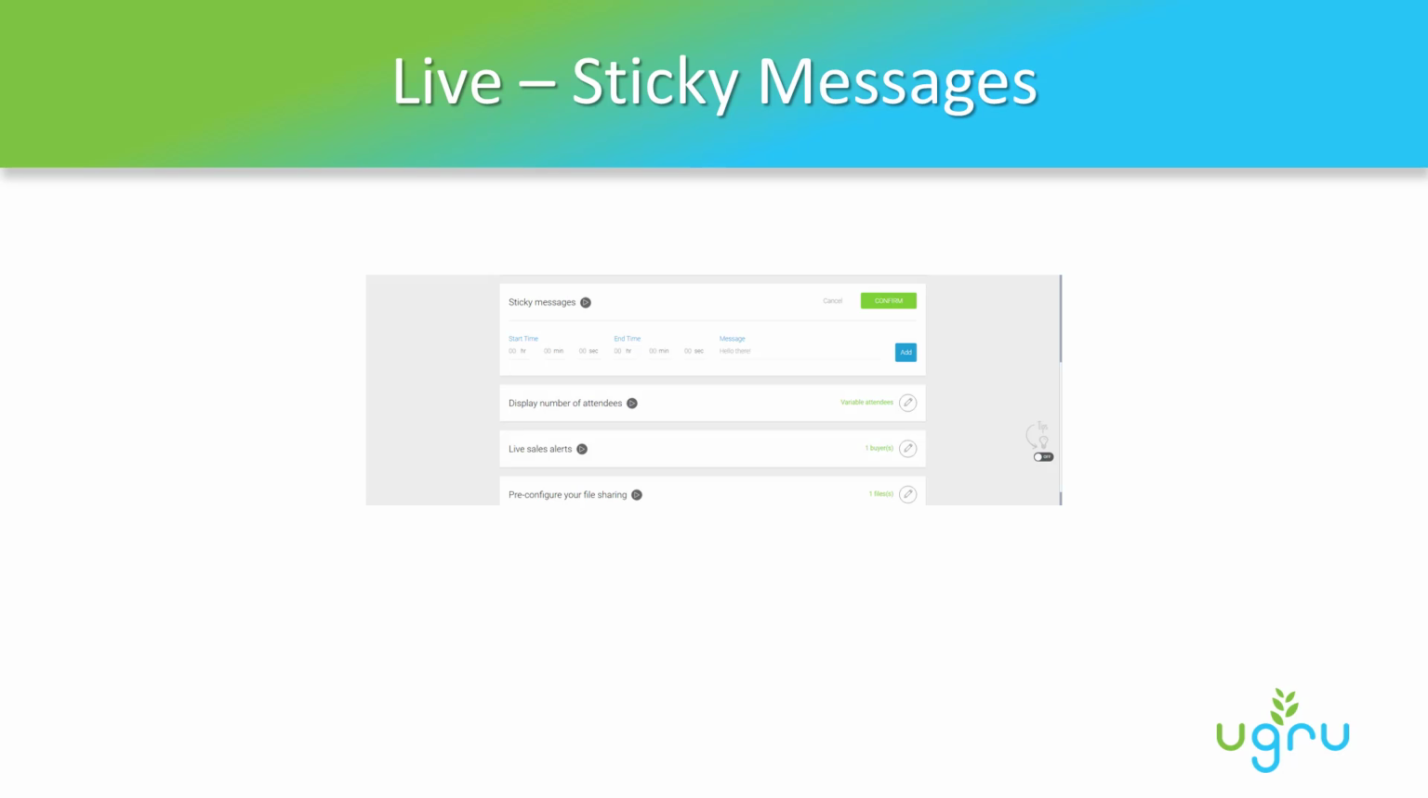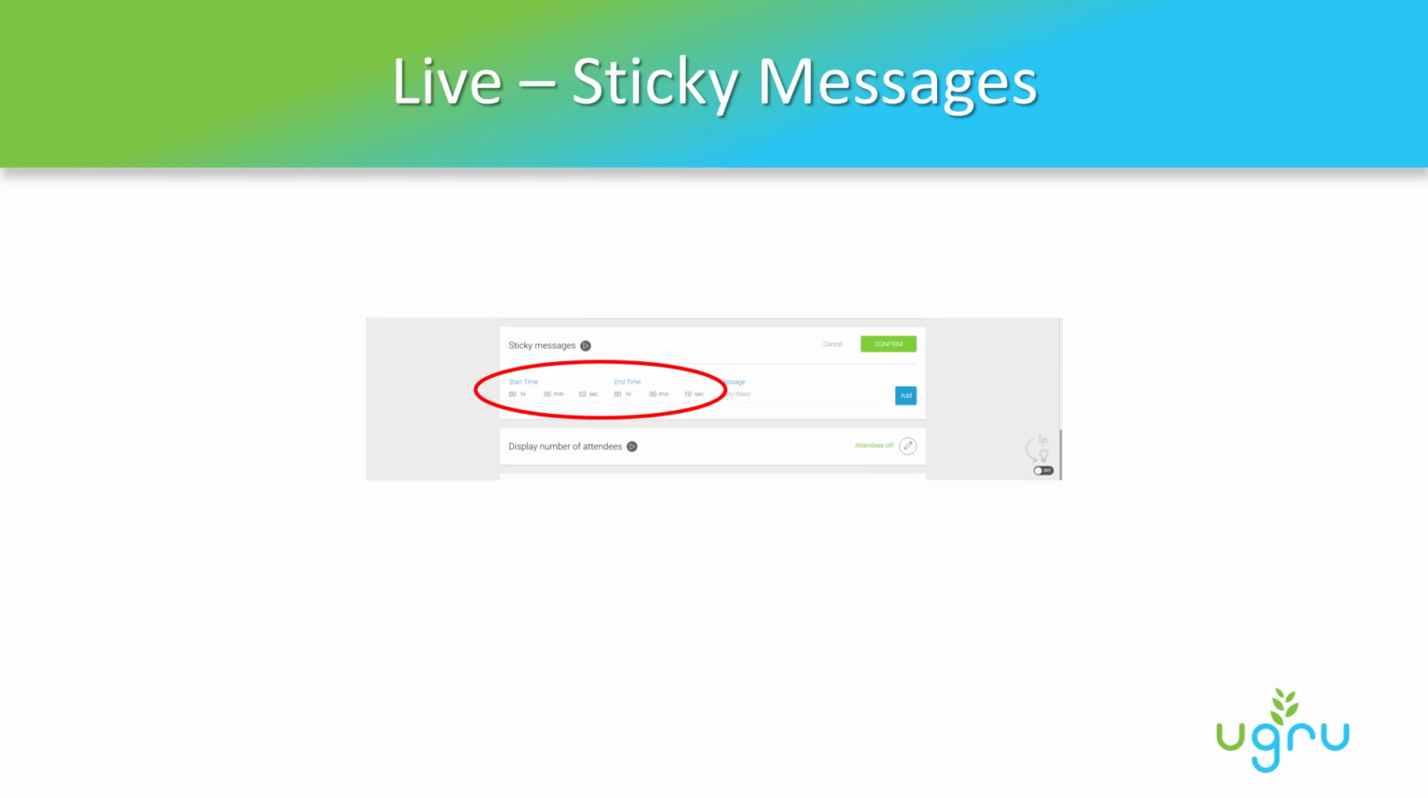The next stop is the sticky messages. These are just short messages or questions that pop up at certain times during your webinar, and just like enabling the automated chat box, it allows you to post a brief note to grab your attendees' attention. To add sticky notes, just enter the time in which you want the notes to appear and end on the screen and the message that you want to post.